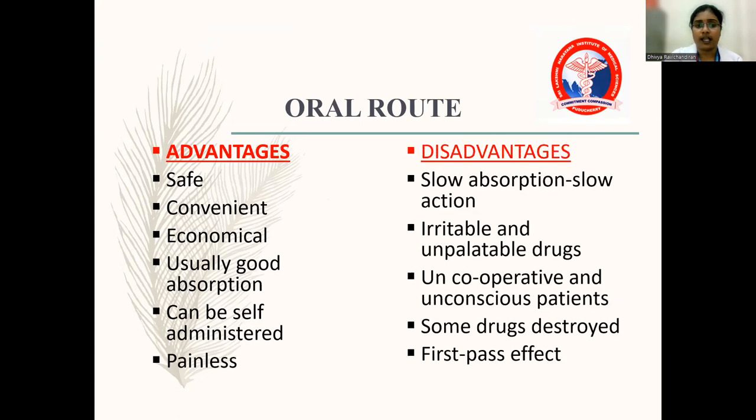But the disadvantages are, we can't say how much drug is absorbed. First thing, second thing, the absorption will be very slow. Third, if the patient is given any irritant or unpalatable drugs, he can't take it orally. It can induce vomiting or nausea. And in uncooperative and unconscious patients, you can't give any oral route. And some drugs are destroyed due to your highly acidic gastric juices, and first pass metabolism is inevitable. So any drug which is given through oral route should go through first pass metabolism. So these are some of the disadvantages of oral route.